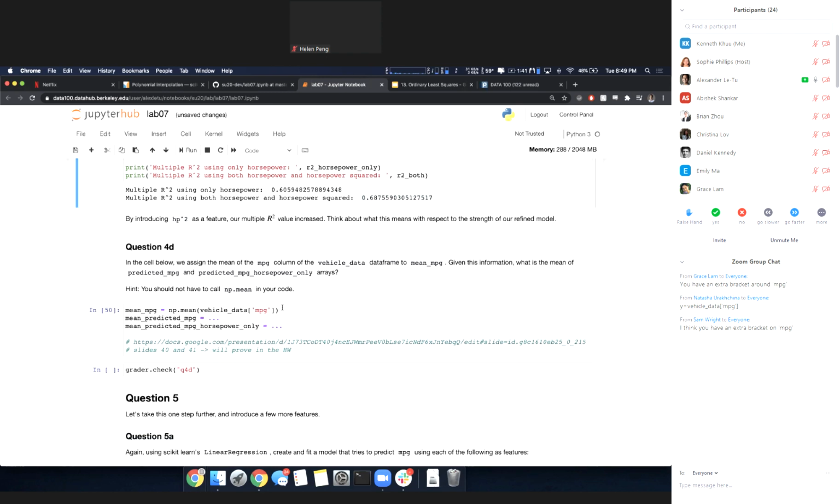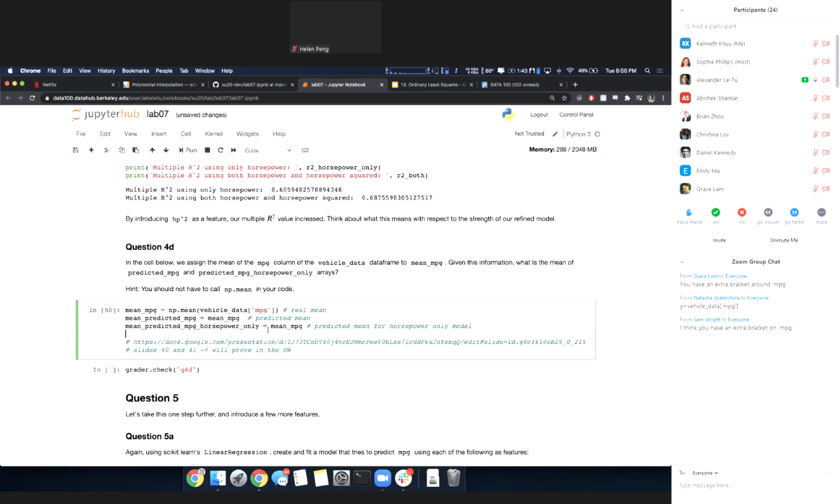Okay, so question 4D. In the cell below, we assign the mean of the MPG column of the vehicle data frame to mean MPG. Given this information, what is the mean of the predicted MPG and the predicted MPG using horsepower only? It turns out that the real mean, the first row here, is the real mean, and the two following rows are the predicted means. We're asked to figure out what these means are, without calling np.mean. It turns out that all three of these are actually the same.